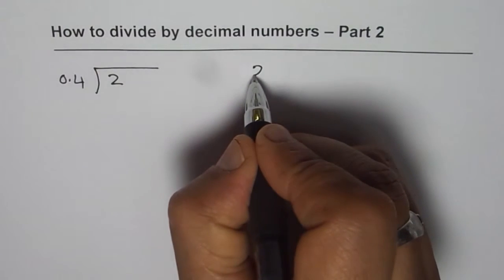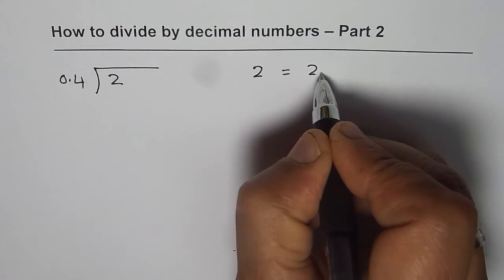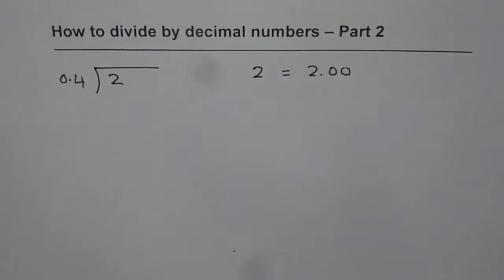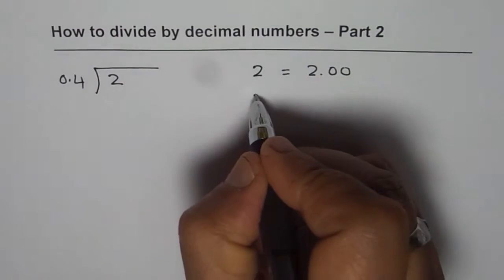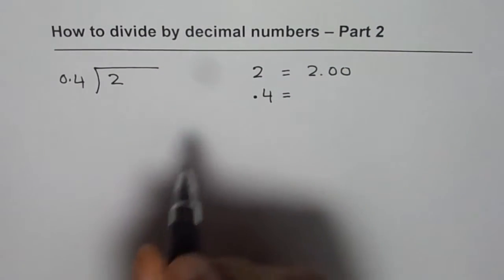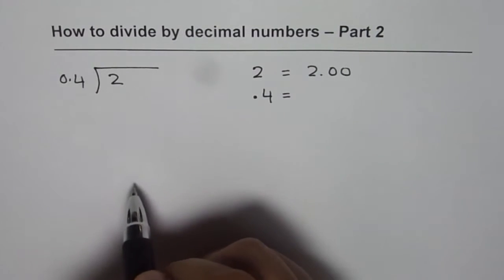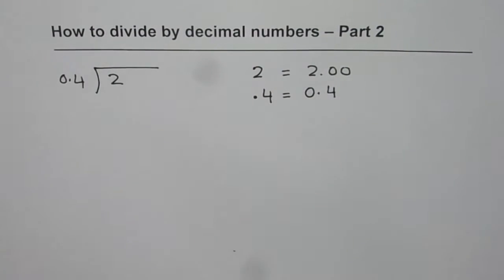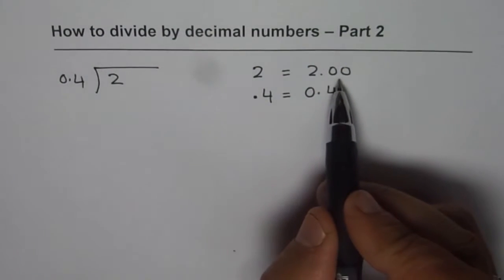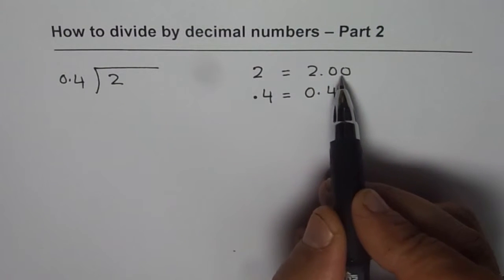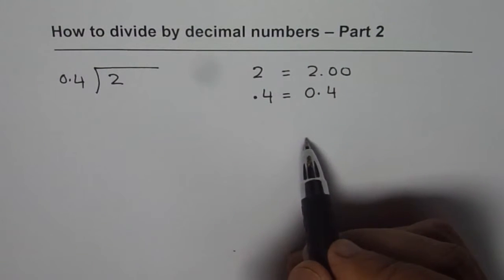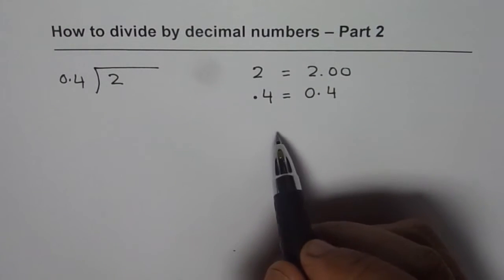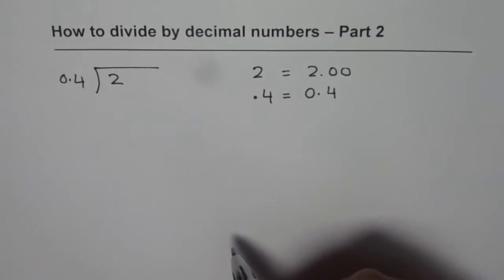Remember one thing, that if I write 2, it really means 2 point, and we can write as many zeros after the decimal. It is the same number. When we write, let us say, decimal 4, in that case, we can write any number of zeros before the number. For example, 0.4 is the same as 00.4, correct? So you can always add zeros on the right side of the decimal if there is no other number, and you can always add zeros to the left side of the decimal if there are no other numbers, right? That is how it is.